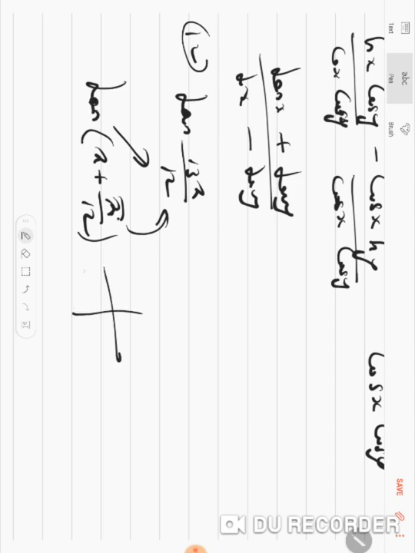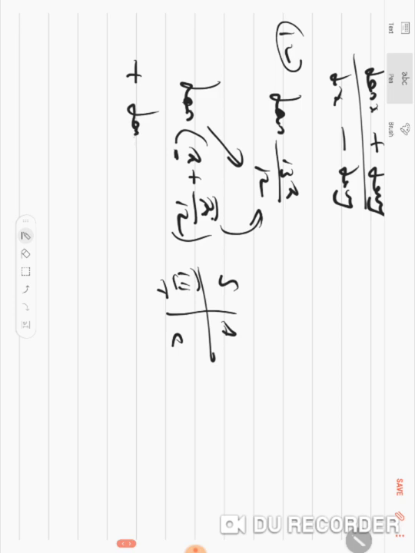Which quadrant will this be in? It will be in the 3rd quadrant. All school taught children: the question is about tan, so it's going to be positive. It's an even integral multiple, so tan pi by 12.